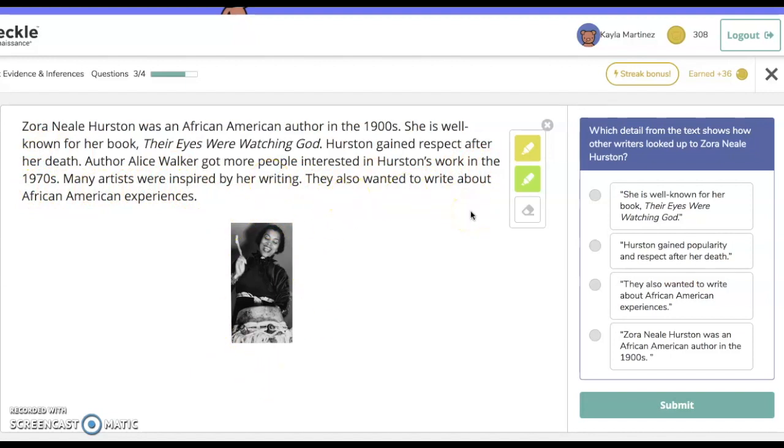This says, which detail from the text shows how other authors looked up to Zora Neale Hurston? When I say that I look up to somebody, I admire them, I think that they're great, I respect them. So which one shows that people looked up to her, that they admired her? Pause this video and go ahead and get started on answering the question. All right, which one did you think showed that people looked up to her?